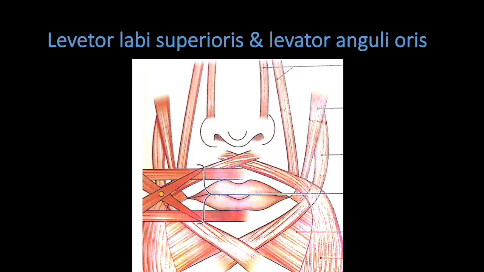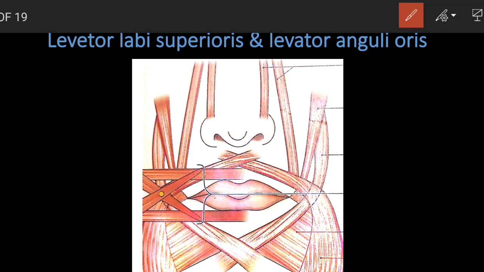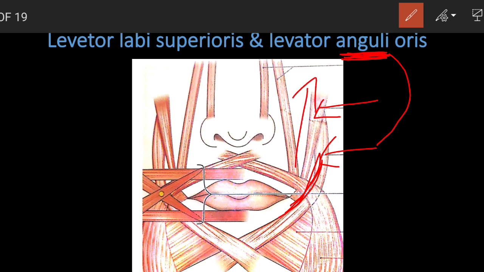Now coming to two very confusing muscles, levator labii superioris and levator anguli oris. See guys, levator anguli oris is this muscle over here, and levator labii superioris is this muscle. As the name suggests, when there is anguli in the name, this is forming the angle. So this is our levator anguli oris muscle, and levator labii superioris is quite upside, from our upper lip.